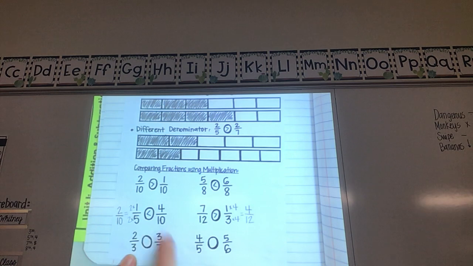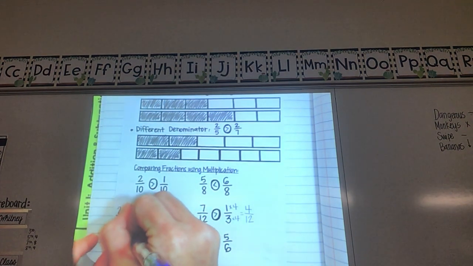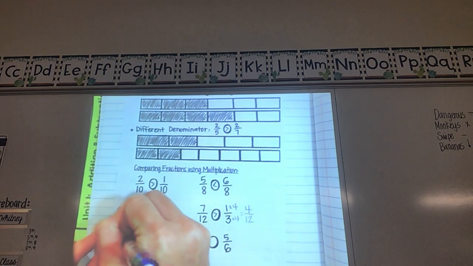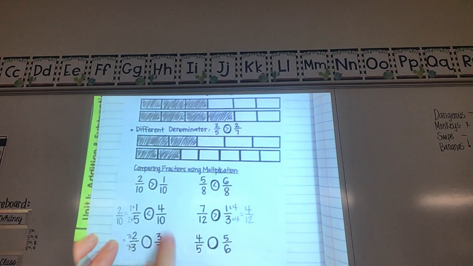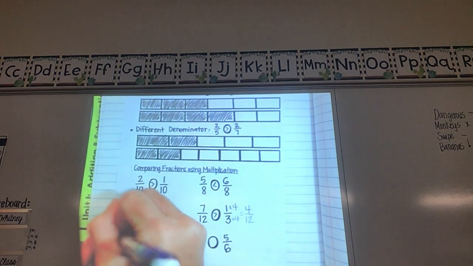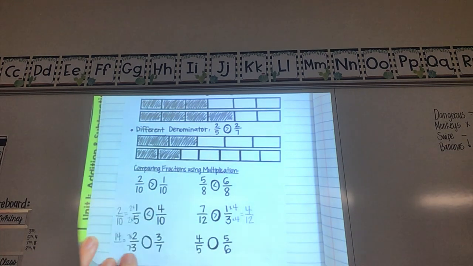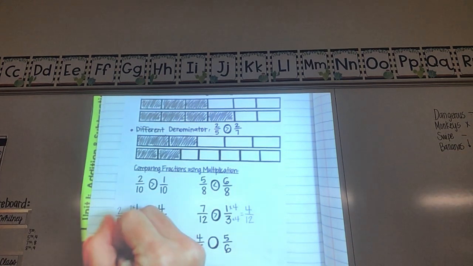by the opposite. So to fix 2/3, I'm going to multiply by the number on the bottom over here. So I'm going to multiply it by 7 on the top and bottom. So I just take this fraction and times it by the opposite bottom number. So let's work that out. 7 times 2, that would give me 14. And 7 times 3, that would give me 21.